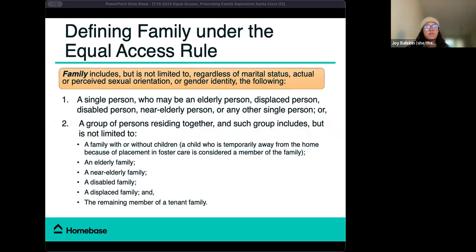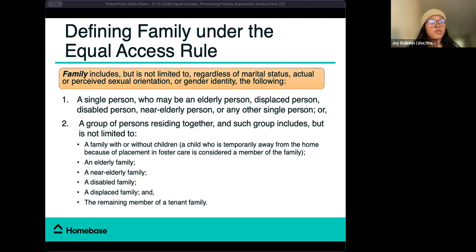So part of preventing family separation is the expanded definition of family under the Equal Access Rule. And so we're going to review how family is defined under this rule. And in general, again, it applies to both ESG and CoC programs. And it's definitely expanding the definition of family with the intent to provide protection to any group of people presenting together for services. And so under the Equal Access Rule, family includes but is not limited to, regardless of marital status, actual or perceived sexual orientation, or gender identity, the following. So it provides examples, but it really emphasizes that this is not an exhaustive list.